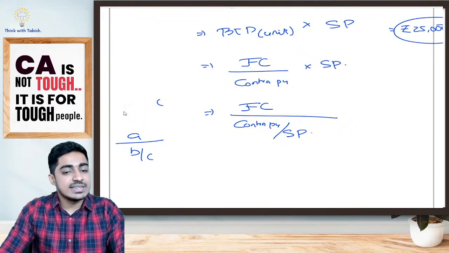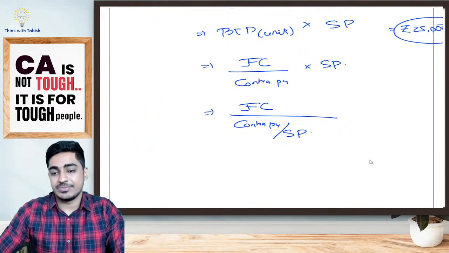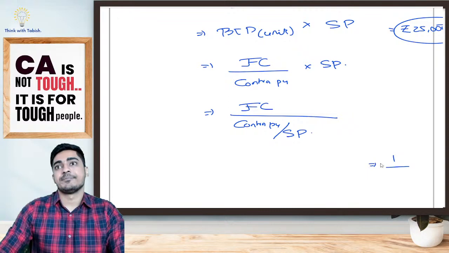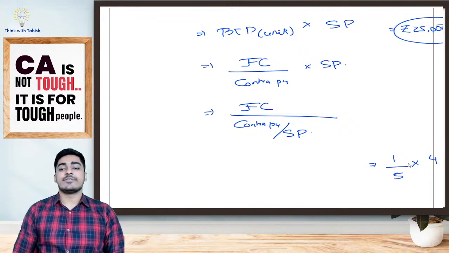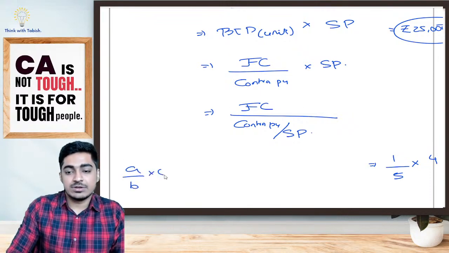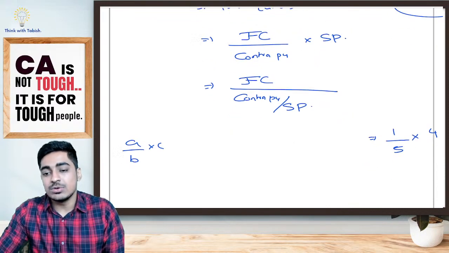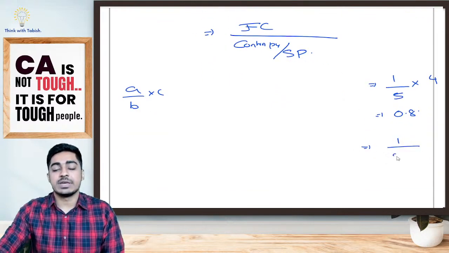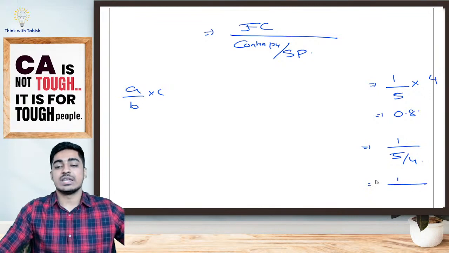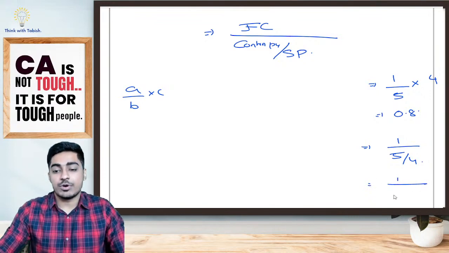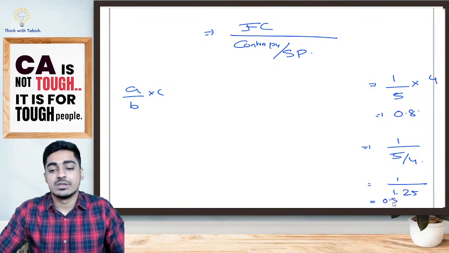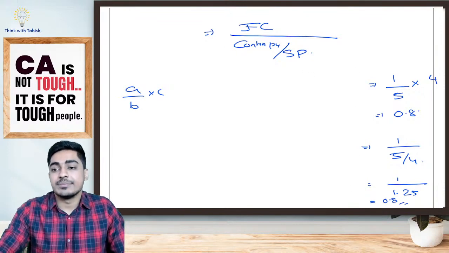Okay, you don't believe in maths, let us try it manually. 1 divided by 5 into 4, that is A divided by B into C. That is equal to 4 by 5, which comes to 0.8. I can also write it as 1 divided by 5 divided by 4, which is 1 divided by 1.25, which also gives you 0.8. So it is correct, same thing.